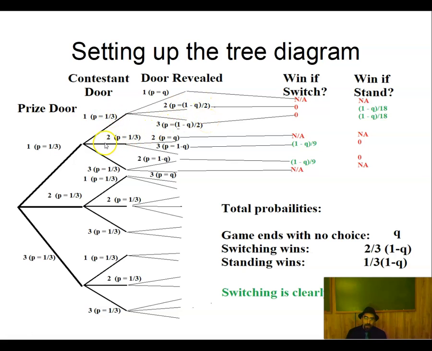But now let's look at what happens if each of doors 2 or 3 are chosen. Then, with probability Q, that same door that the contestant chose will be opened. Right? And the contestant instantly loses, but the question about whether or not to switch, that's irrelevant. So you get these NAs here.